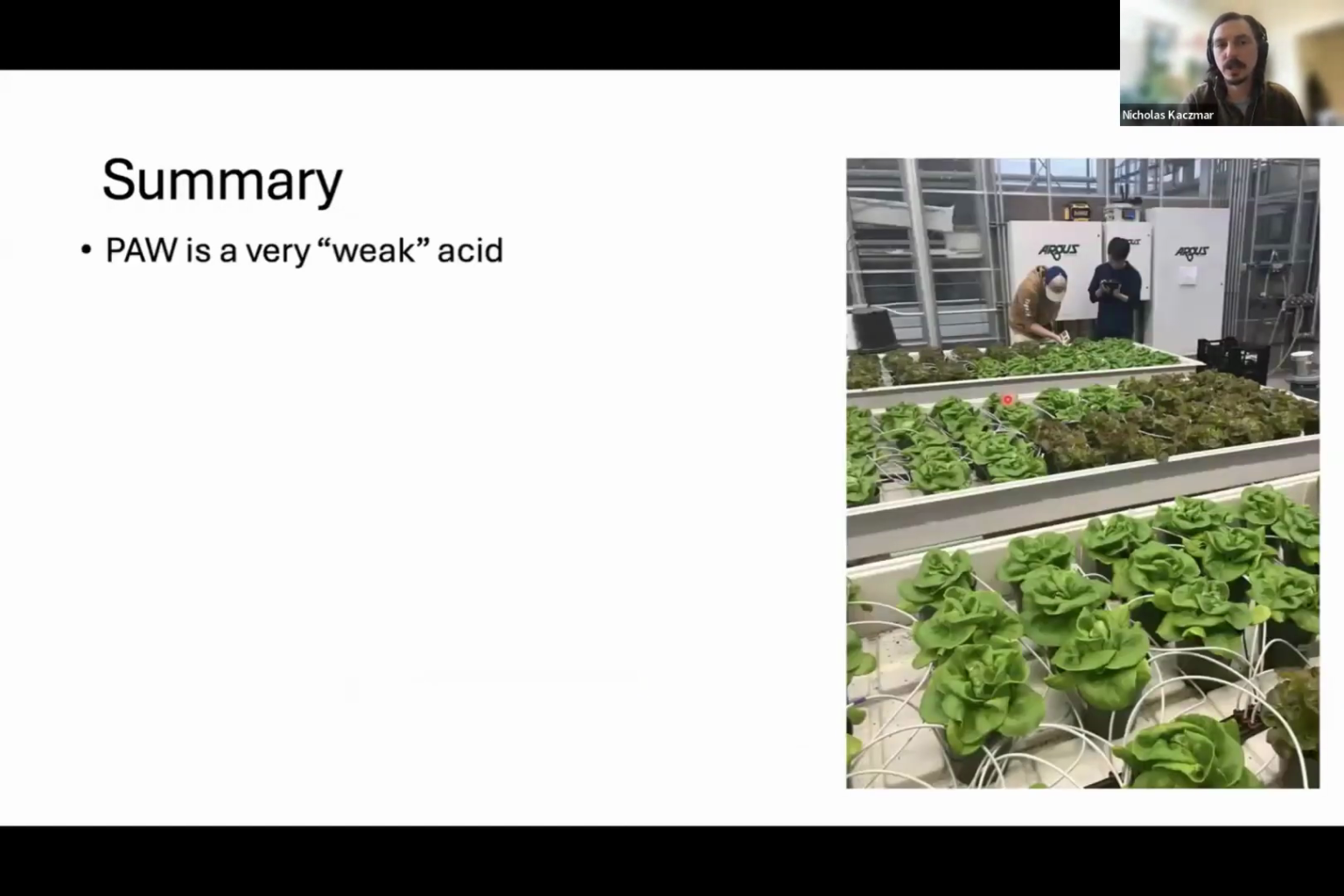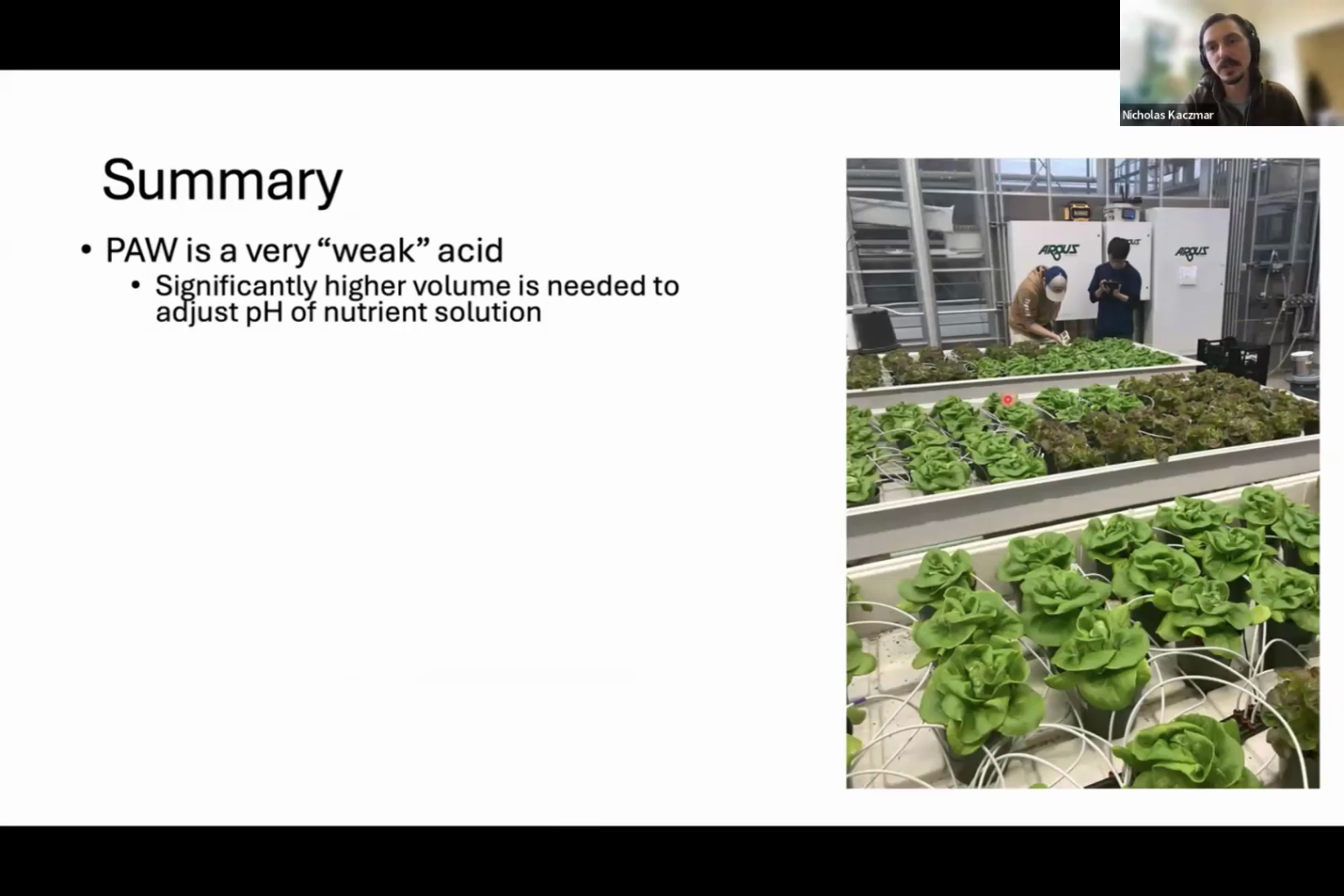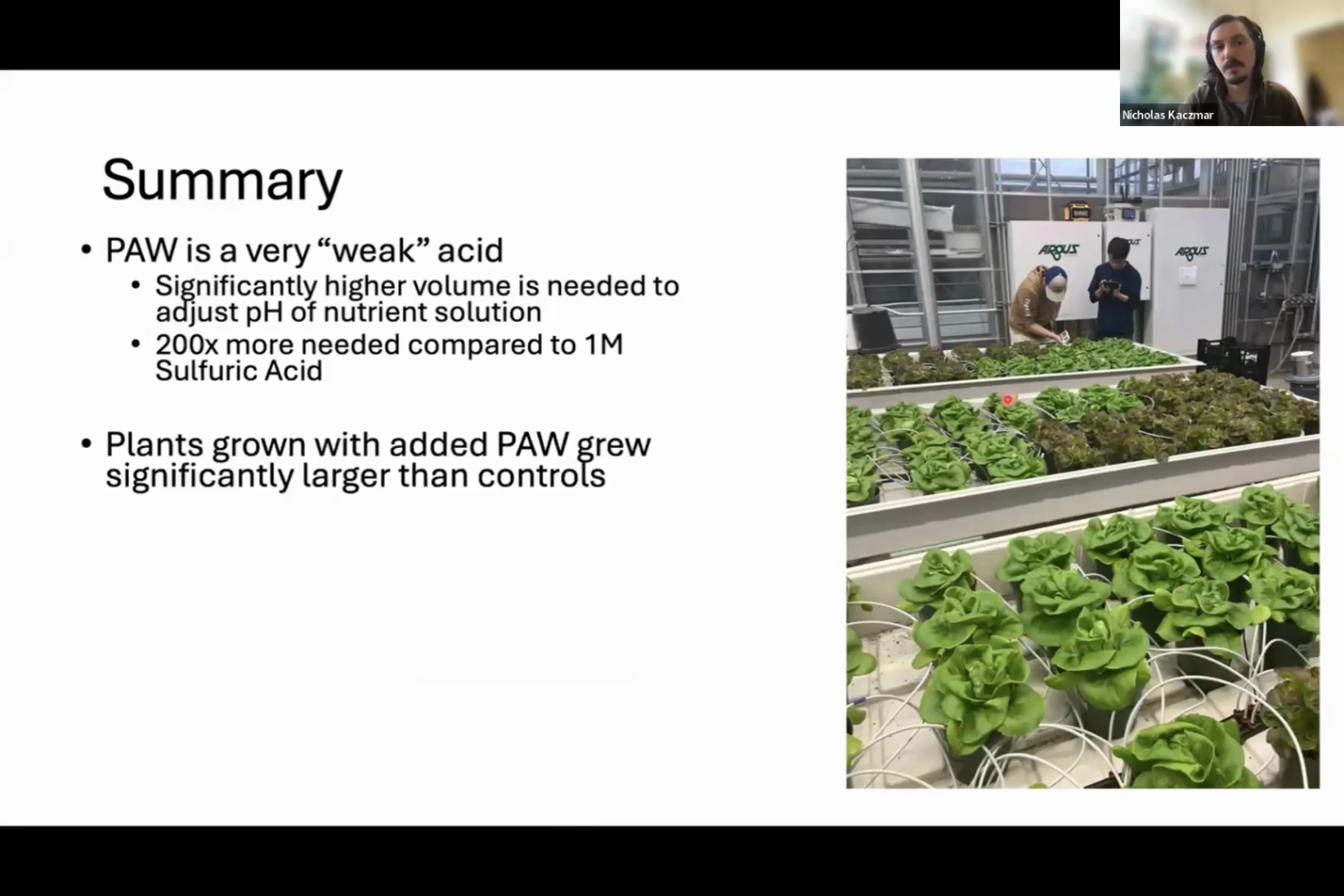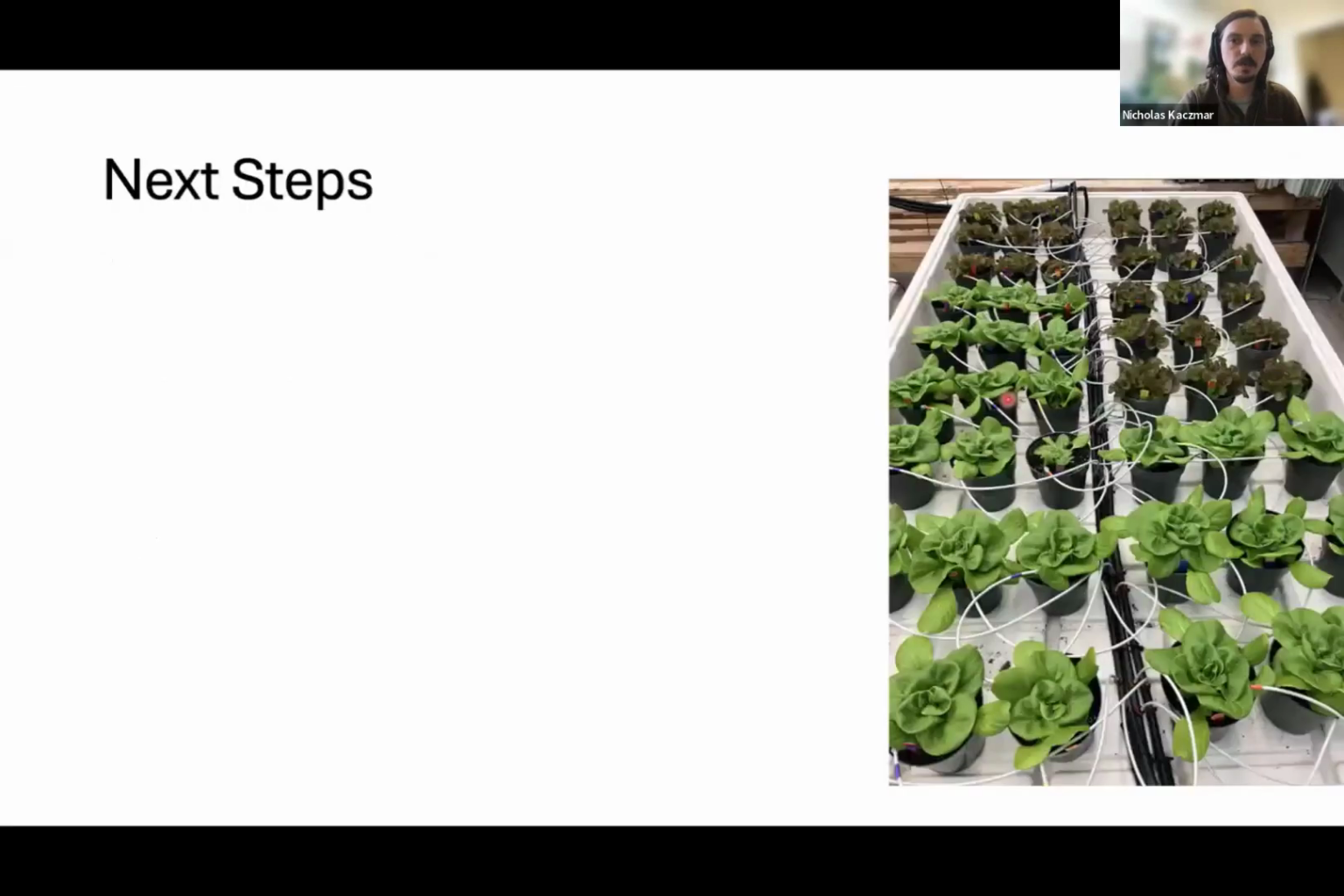So in summary, PAW is a very weak acid. We need a really high volume to adjust our pH solution, about 200 times more. So maybe it's not the best product to use as a pH controller. But when we added that small amount, our plants grew quite a bit. We saw significantly higher height, significantly larger volume, leaf area and leaf count, and fresh weight almost there. So there's something happening there. We're seeing some signal that needs to be sussed out.